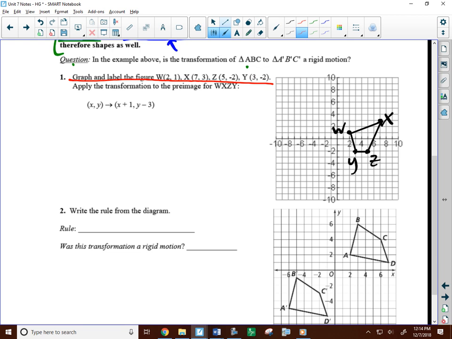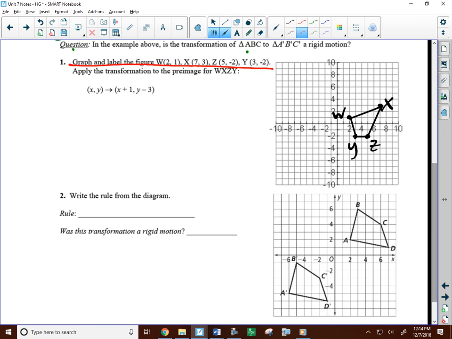That's allowed. I didn't hear it. WXZY. Apply the transformation to the pre-image. So there it is. This is the pre-image. So this rule, I should be more clear on this one. They could ask you to graph it or list the coordinates. So you could list all the 4 new points, or graph it. Why don't we just graph this one? So go ahead and do it. I want you to try it based on that rule. Graph the 4 new points.